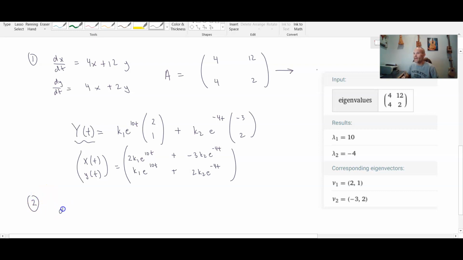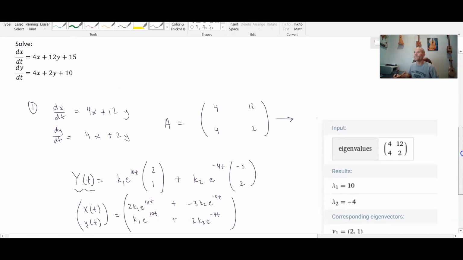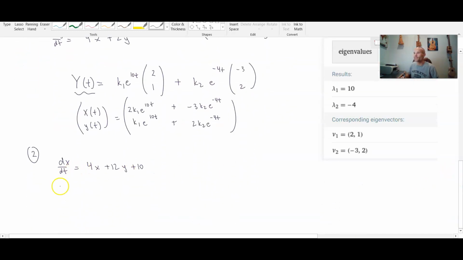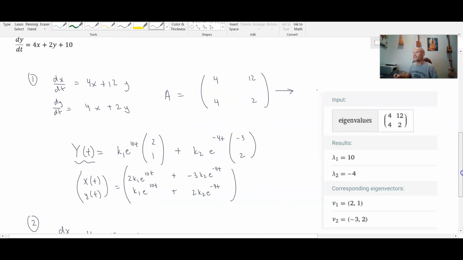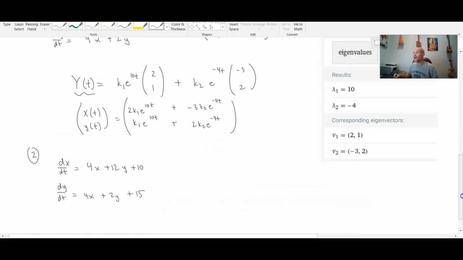Now what we have to get at is finding a particular guess to dx/dt equals 4x plus 12y plus 10, and dy/dt equals 4x plus 2y plus 15. Okay, well, how do we get at this? Oh, I'm sorry, I have these backwards. This should be plus 15 and plus 10.